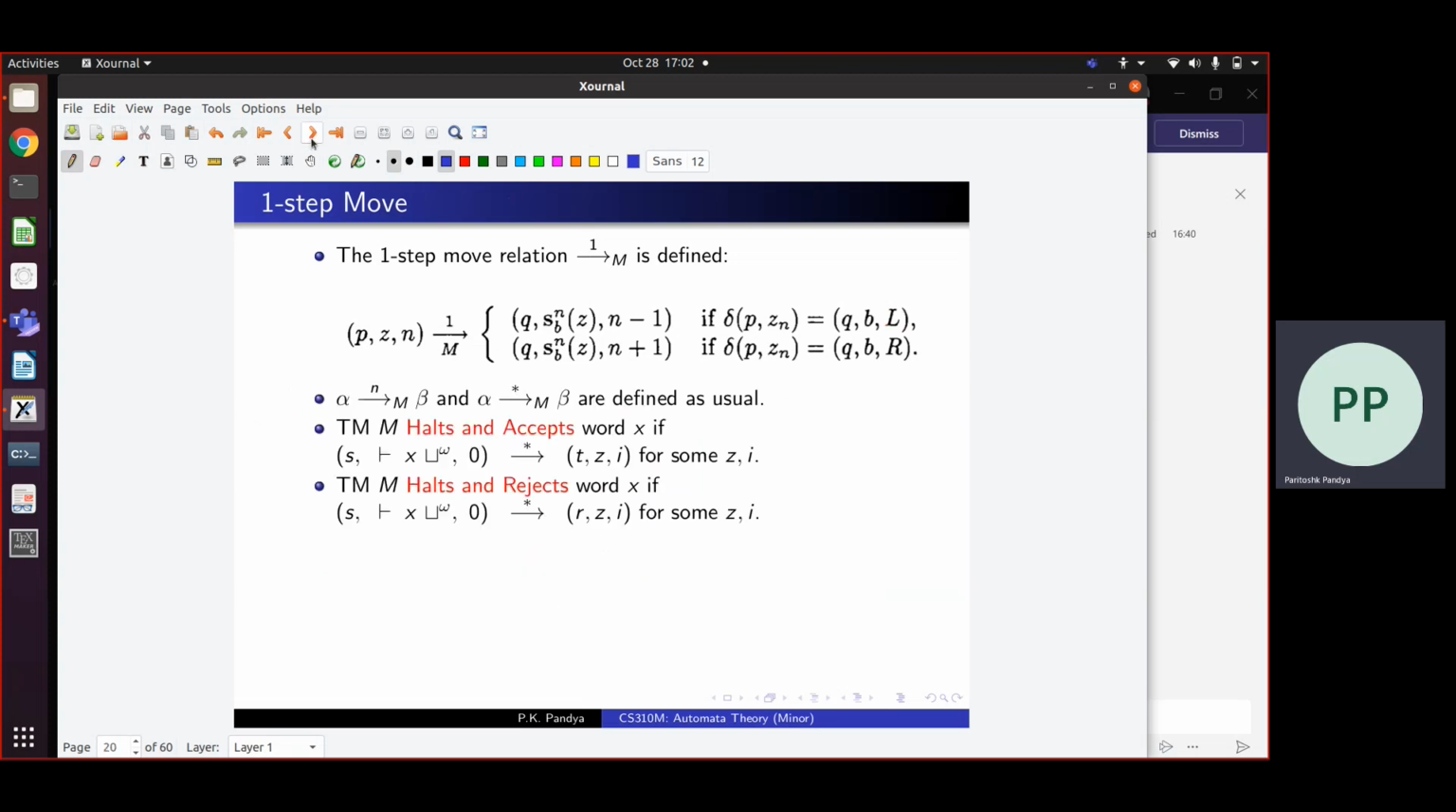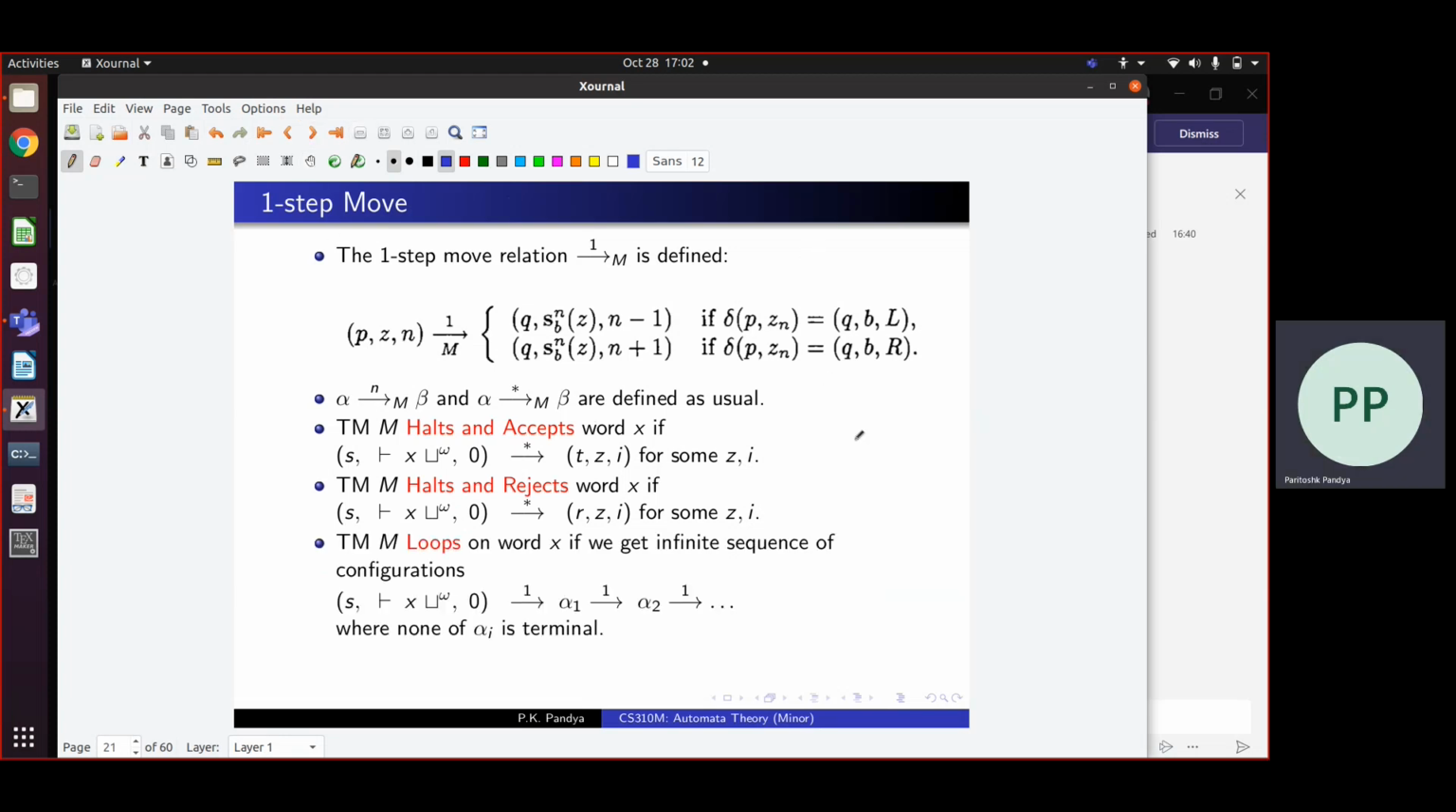So is the notion of Turing machine halting and accepting and halting and rejecting clear? But there could be one more possibility. We can write a Turing machine which just goes through a run which looks like this. It starts with the initial configuration alpha 0, then it goes to alpha 1, which is not accepting or rejecting, and it goes to alpha 2, and it keeps going forever, neither reaching an accepting configuration nor a rejecting configuration, but it keeps generating newer and newer configurations.